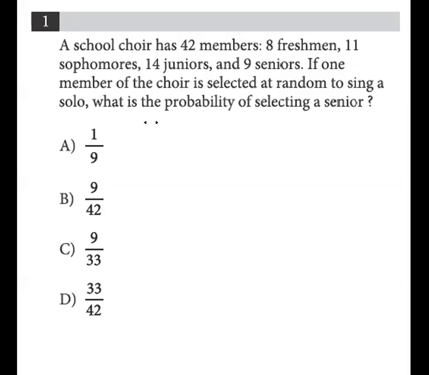Okay, so for question one, there's 42 in total. And we're told that there's 9 seniors. So what is the probability of selecting a senior if a member of the choir is chosen at random? In that case, it'd be 9 over 42, which is answer choice B.